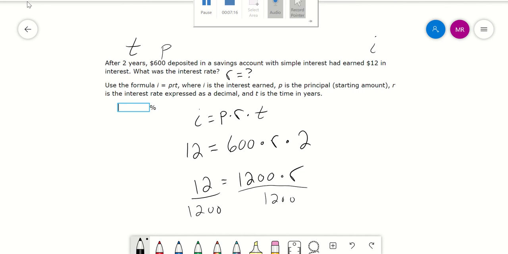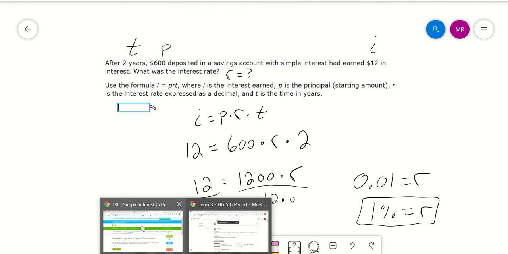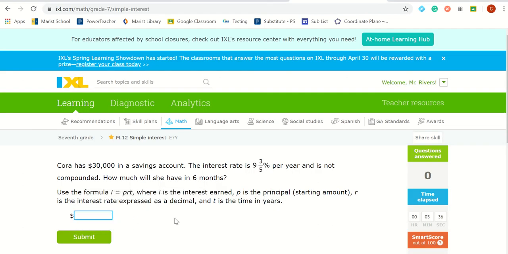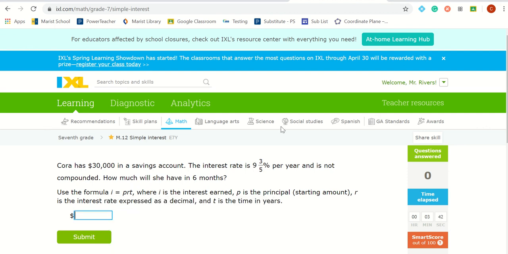When we go to the calculator, we get 0.01 equals R, or 1% is the interest rate. So there you go. This is a little different. We're finding the rate, not the interest. So we go back to IXL and we type in 1% here. That's not the IXL I was looking at. Where is it? Anyway, it's 1%.